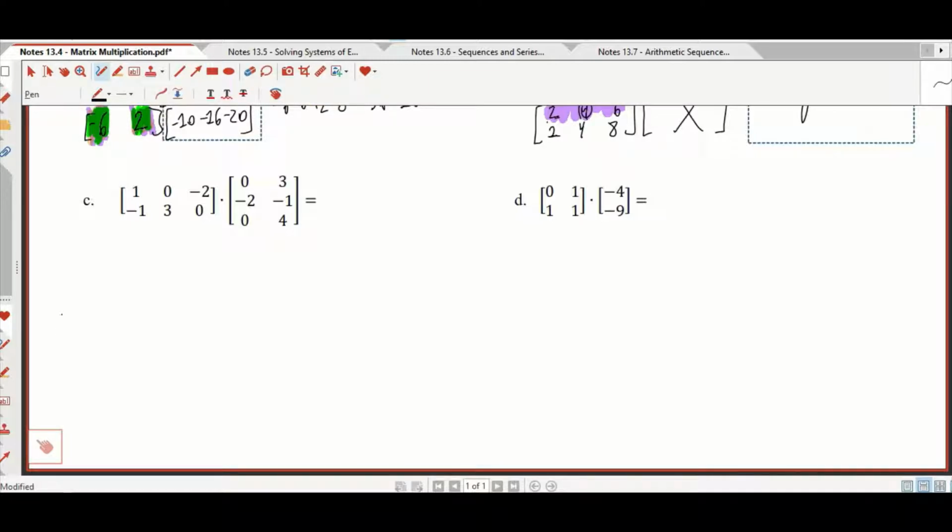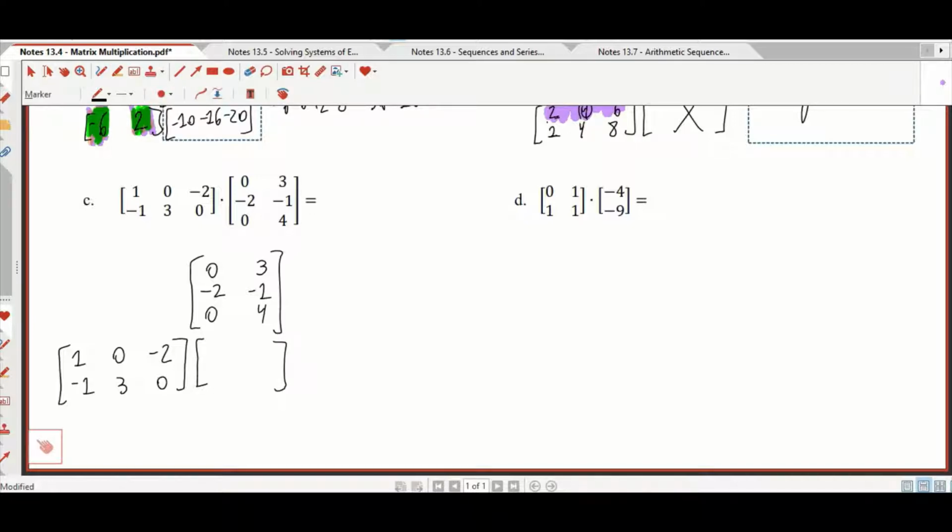Okay, so let's set her up. Well, again, each of these has 3 in each row and 3 in each column. This should work. So 1, 0, negative 2, negative 1, 3, 0. Thanks for all the zeros. This is going to make our life a lot easier. Trust me. 0, 3, negative 2, negative 1, 0, 4. Which is going to wind up giving us a 2 by 2 matrix.